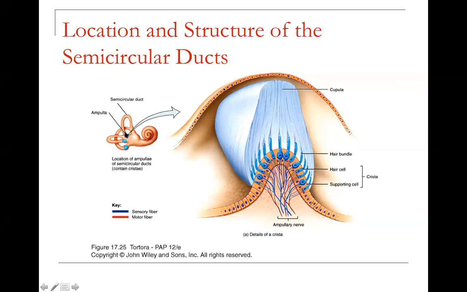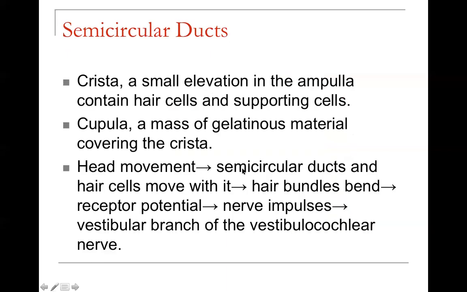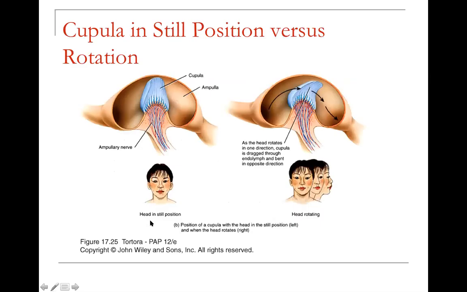So inside this ampulla, a formation called the cupula surrounds hair cells, and depending upon which way you're moving, those hair cells will be deformed. The head movement itself causes the semicircular ducts' hair bundles to bend, a receptor potential is now detected, and that's what actually utilizes the vestibular cochlear nerve, the vestibular branch piece. So as you're spinning your head, this is what's actually happening.